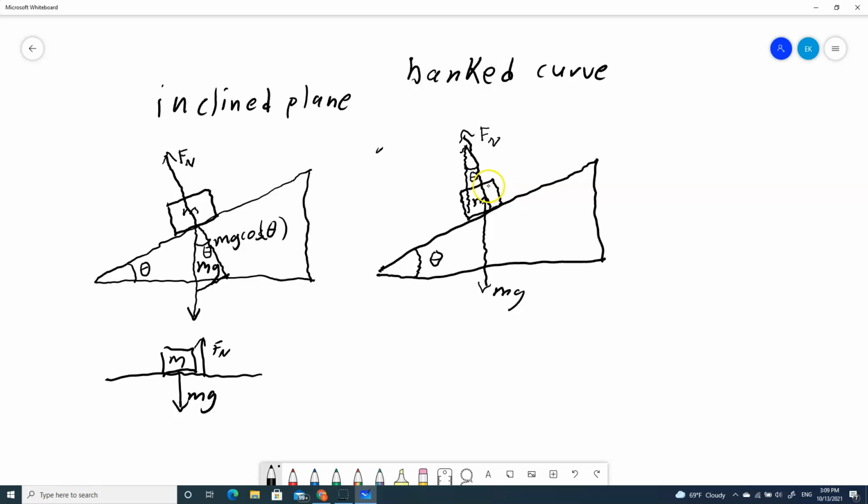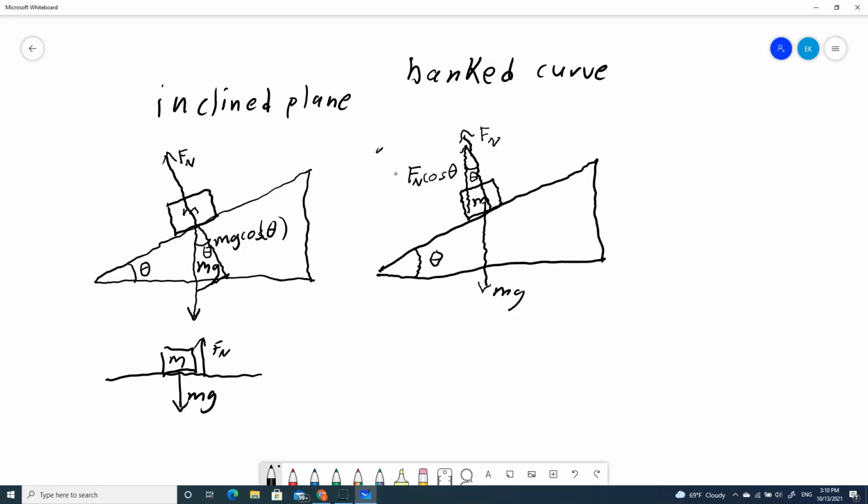And what that means is that F_N, to obtain this part of it, is going to be the hypotenuse in this triangle, because the vertical is a component of this F_N. That means F_N cosine theta is going to be the vertical component of F_N. So I'm going to draw it right here: F_N cosine theta. And F_N cosine theta is going to be equal to mg.